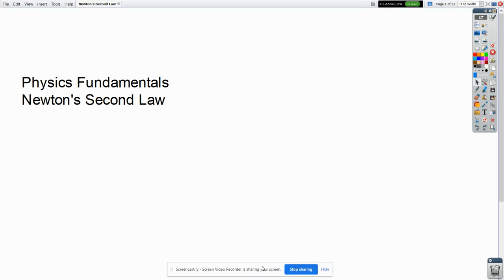In this video, we'll take a look at Newton's second law, what it states, how it applies to moving objects, how we use it to predict motion, and how to calculate forces.